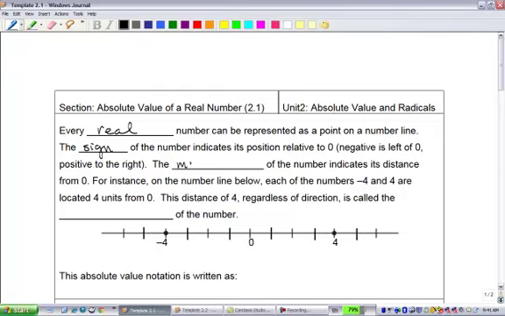The magnitude, that's a term you may want to remember, the magnitude of the number indicates its distance from 0. You'll see that in physics as well, that term magnitude, particularly with vectors. For instance, on the number line below, each of the numbers -4 and 4 are located 4 units from 0. This distance of 4, regardless of direction, is called the absolute value.